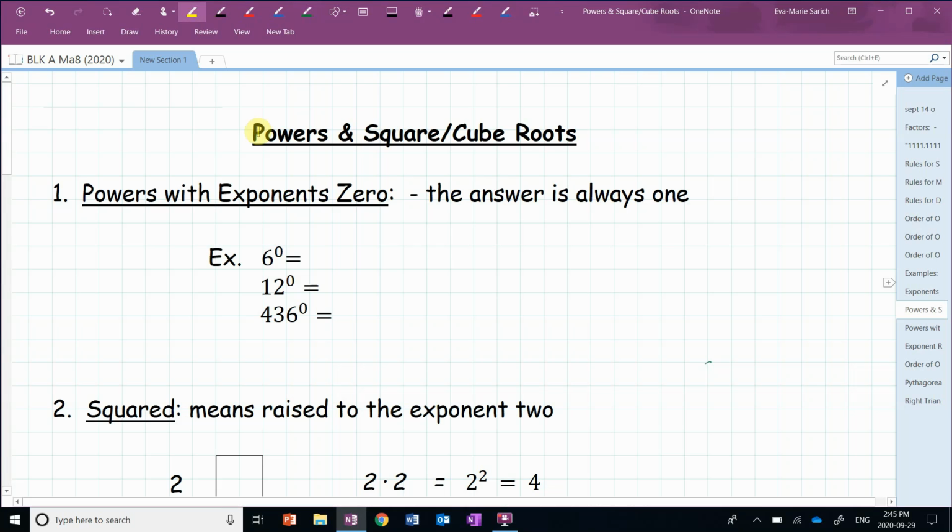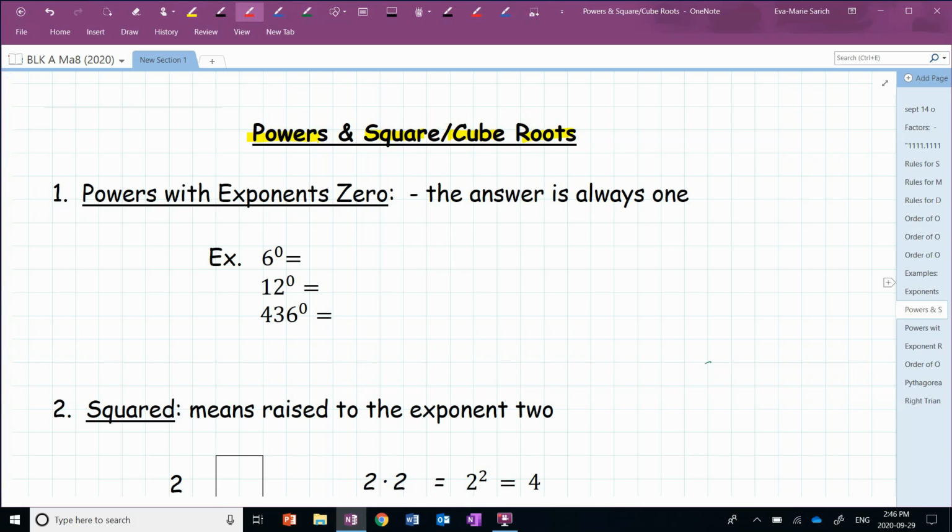Today's lesson is going to continue with some powers, but we're now going to look at square roots and cube roots. We've done square roots before, but we're going to be looking at being able to find the square root of large numbers. And then cube roots we haven't seen yet.